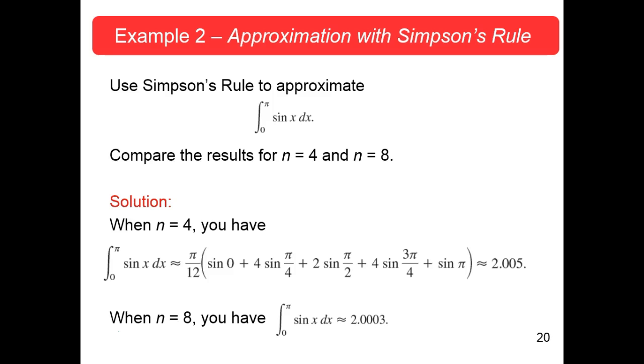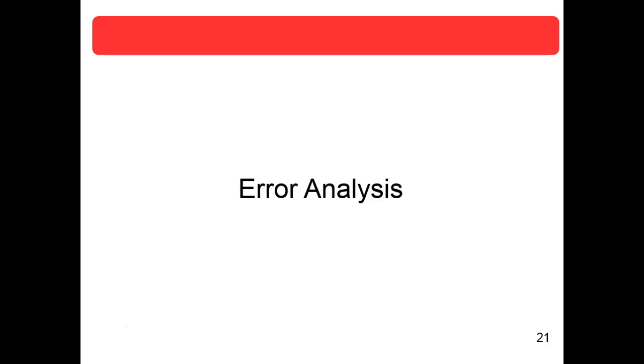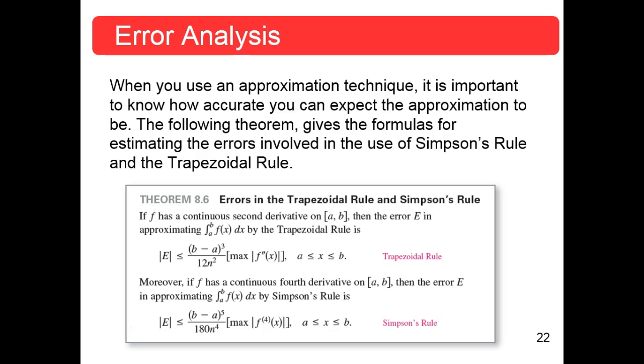And so our n will always be 2, 4, 6, 8. They have to be even. N has to be even for Simpson's rule. For trapezoid rule, it doesn't, but for Simpson's rule, it does. All right. Now we move to error analysis. I don't want to spend a lot of time on that.